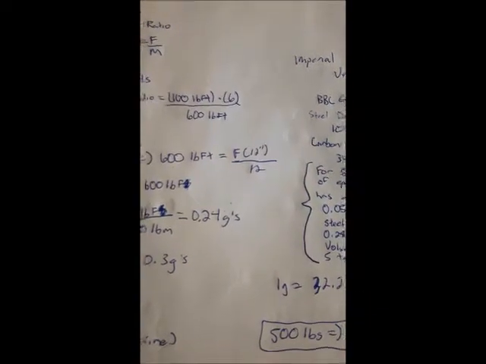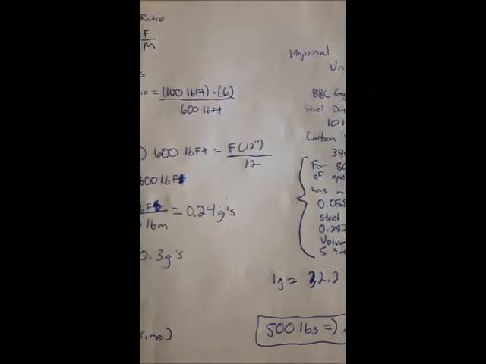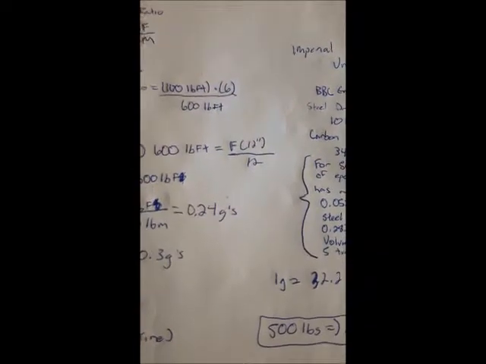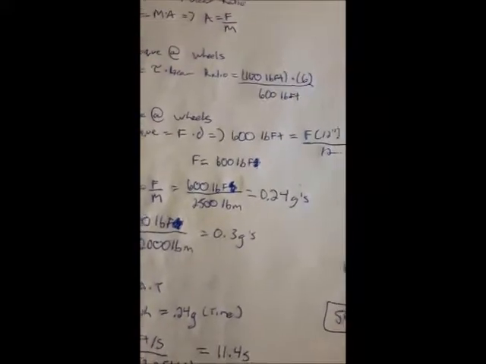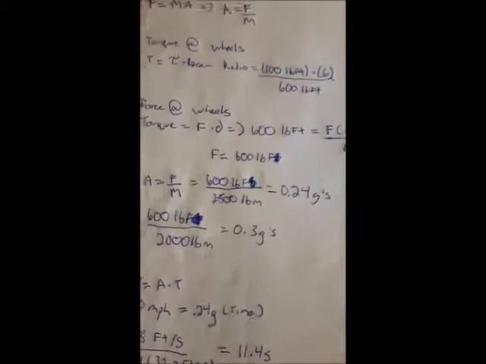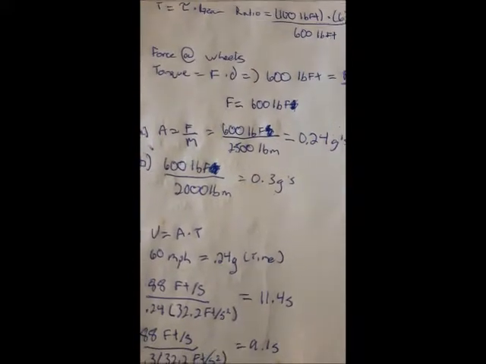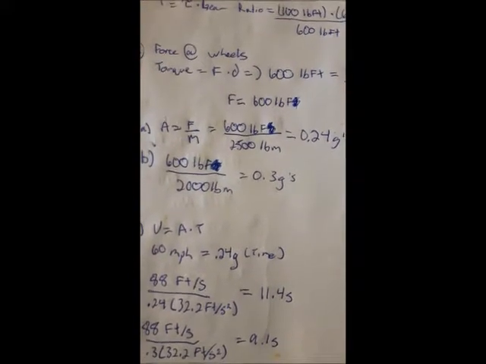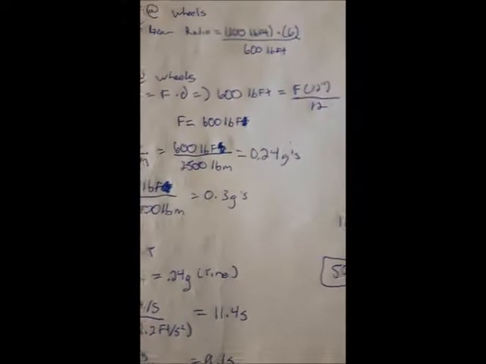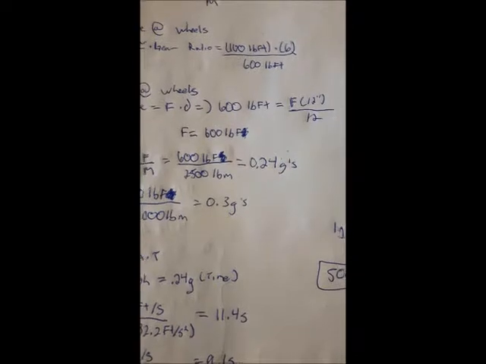Now we want that to be in feet. So we divide it by 12, and it gives you 1. So your force is 600 pounds at the wheels. So we now have our force. So acceleration is equal to force over mass. You have a 600-pound force over 2,500-pound mass. So you have an acceleration of 0.24 g's.